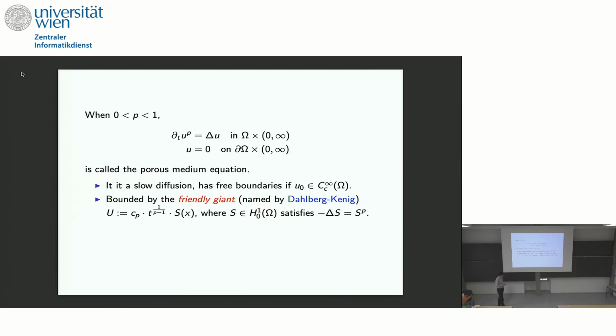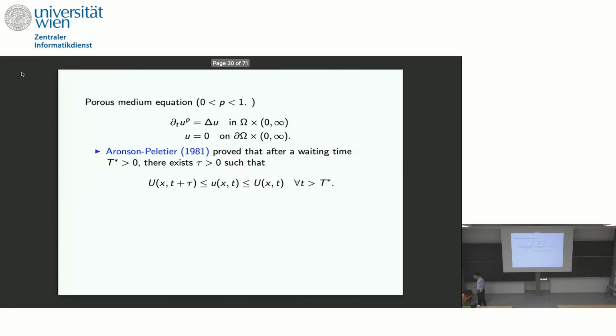And when p is less than 1, this semi-linear equation has a unique solution. There's a difference between p bigger than 1 and p less than 1 at the elliptic level already. Okay. And so the solution is Holder continuous. And then in '81, Aronson and Peletier proved that although it has a free boundary, right? But after a waiting time, the solution will be positive everywhere in the domain.